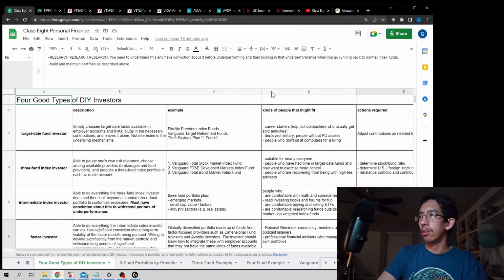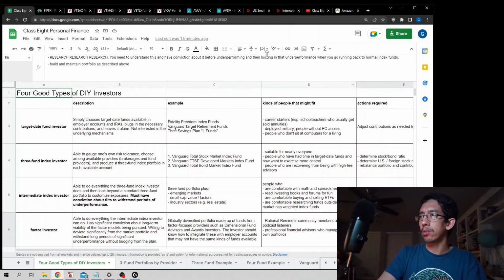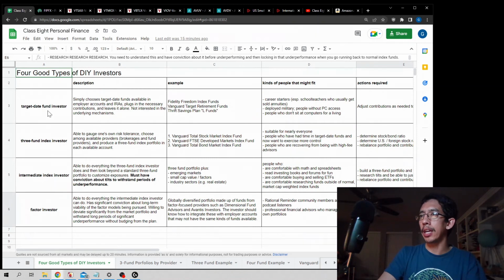Because one, I don't want to say that there's some sort of ranking where the investors on the bottom are better investors than the investors on the top. That is not what I'm saying at all. What I am saying is you need to know the kind of investor that you are and then put yourself in the correct category in order to have the best chances of success.